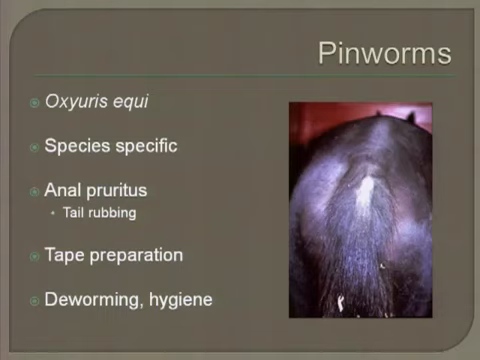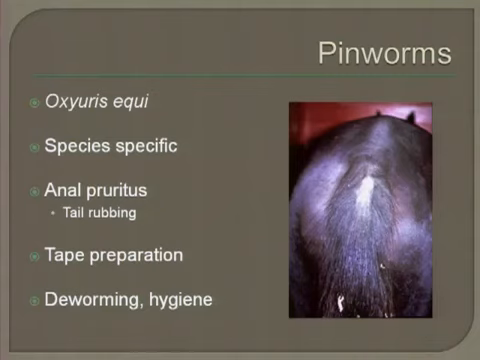You can see this horse here has the alopecic area at the base of its tail, and that's from tail rubbing. Differential diagnoses that you might have for tail rubbing include lice, mites, and stall vice.